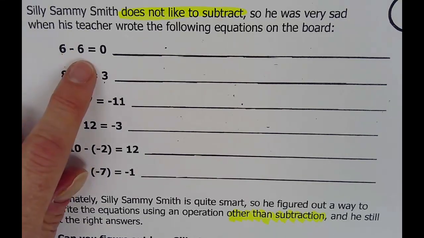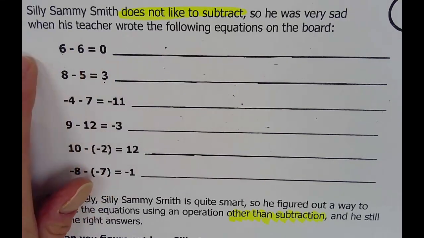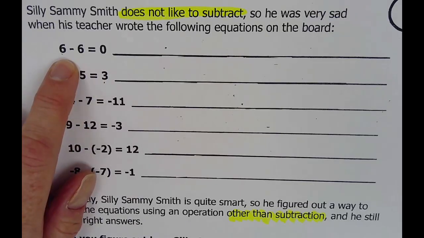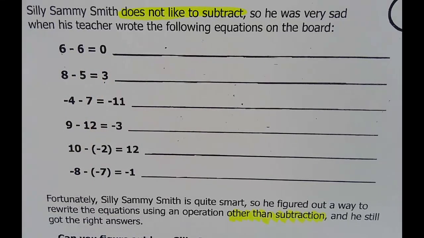So like I have 6 and I take away 6 and I have 0. Is there another way to use those same values to get 0 with a different operation?